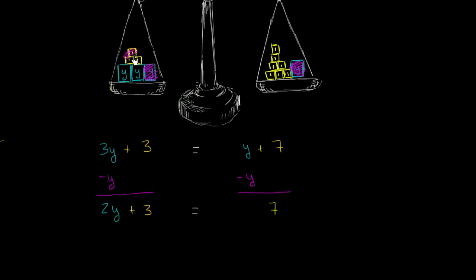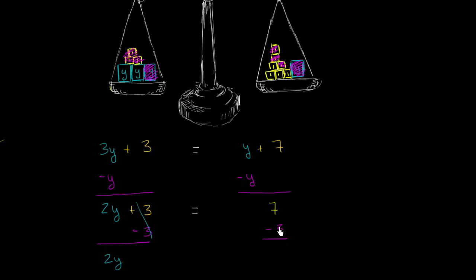Let's take 3 blocks from this side. But we can't just take it from that side if we want to keep it balanced. We have to do it to this side too. We've got to take away 3 blocks. So we're subtracting 3 from that side and subtracting 3 from the right side. On the left-hand side, we're going to be left with just these 2 blocks of mass y. So our total mass is now going to be 2y. These 3 minus 3 is 0. And you see that here. We're just left with 2 y's right over here.